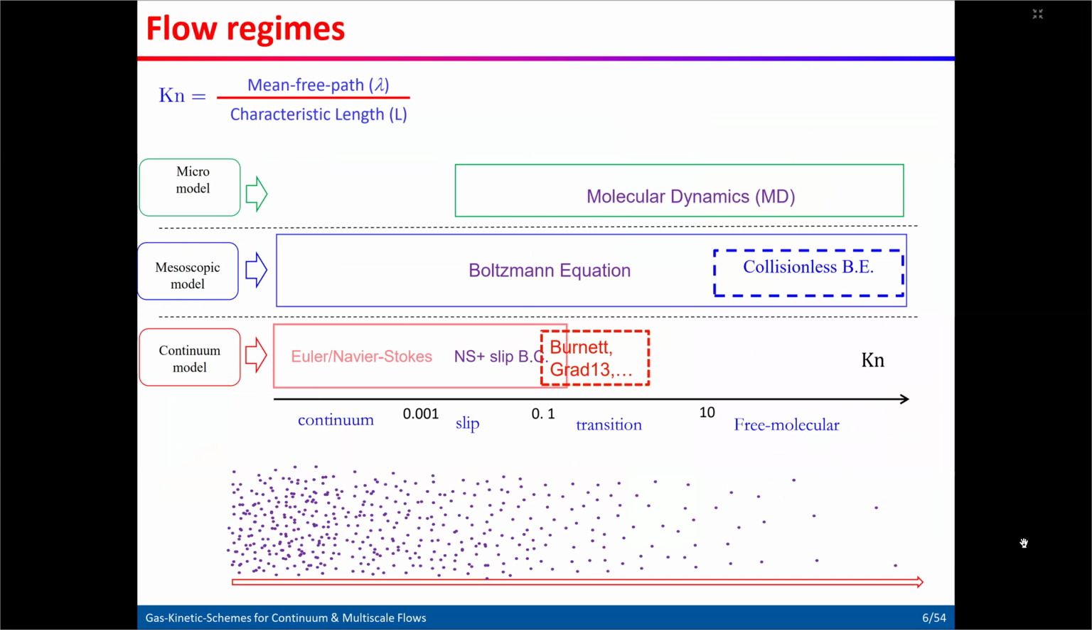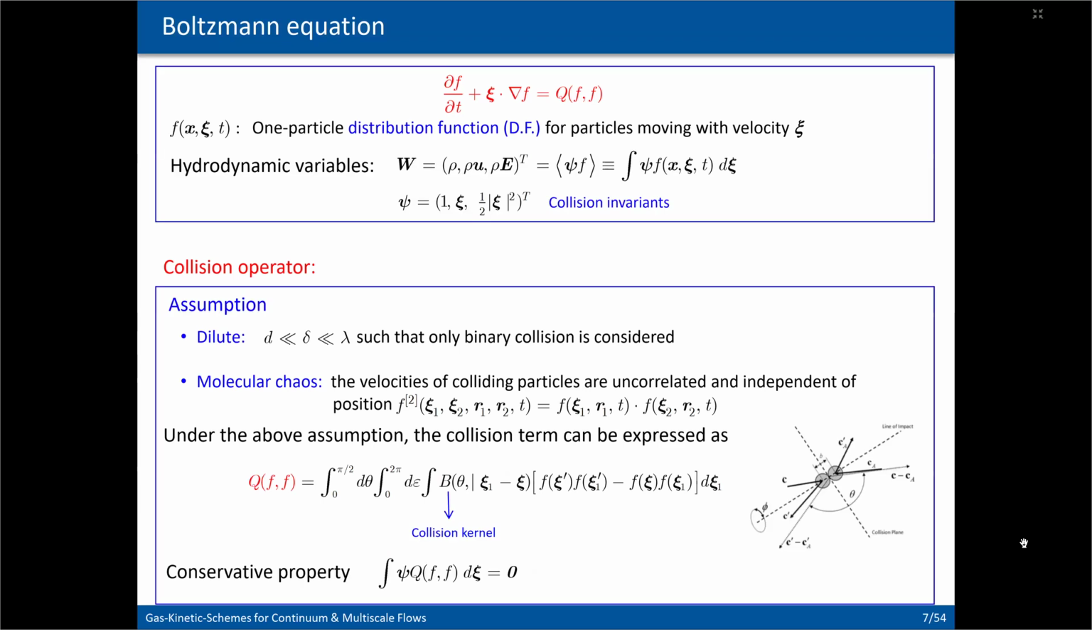The Boltzmann equation provides a good basis for describing gas flows involving the different flow regimes. The Boltzmann equation describes the distribution function, which represents the particles at space x, time t, and particle velocity c. The hydrodynamic variables such as mass, momentum, and energy can be defined as the moments of the velocity distribution function. And the key point in the Boltzmann equation is the collision term.